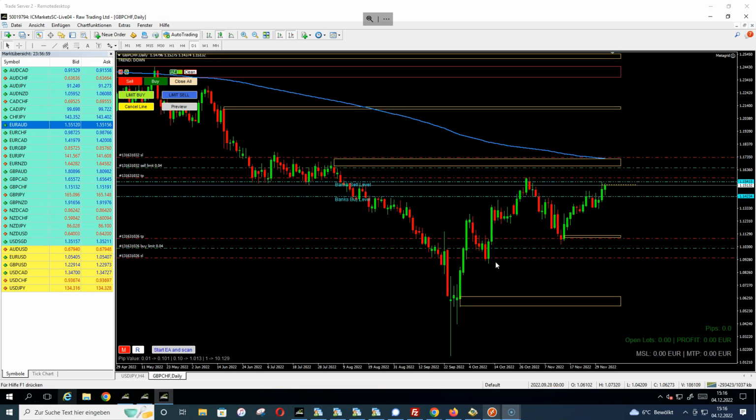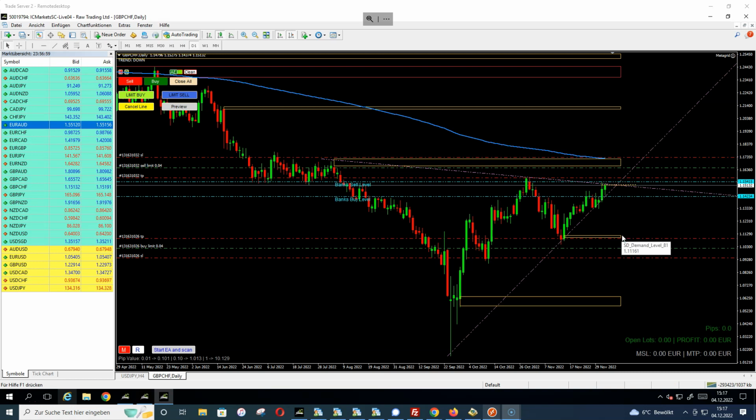Okay, the next pair on my watch list with trades on it is the pound Swissy. We have almost the same situation as on the Euro Swissy before. I'm here on the daily time frame on the pound Swissy, and you can see I have a pending order, a sell limit order with 4 micro lots, and the price is on its way to this order. Maybe in the next week, in a new week, we can see an entry here.